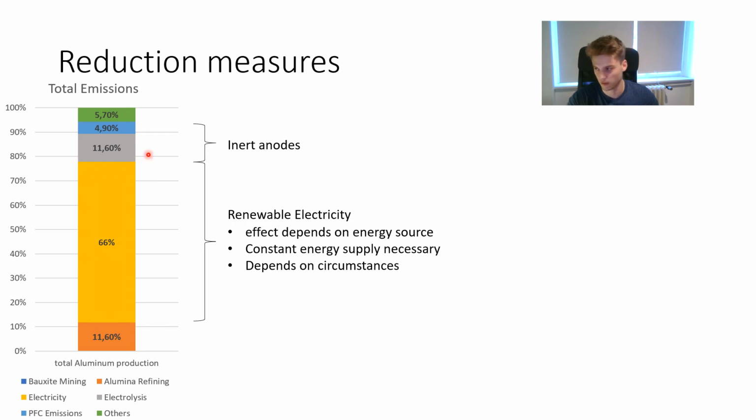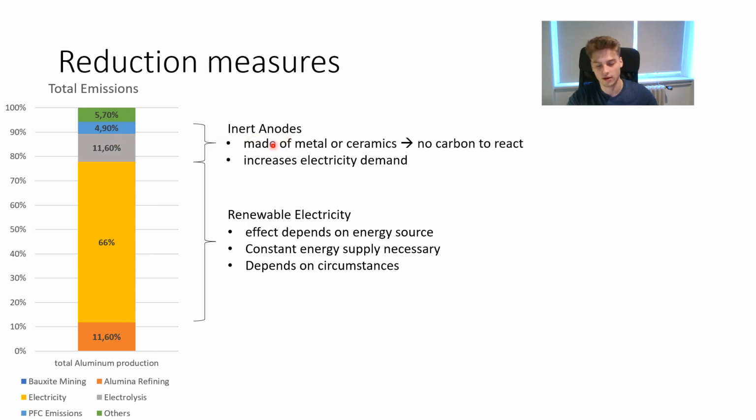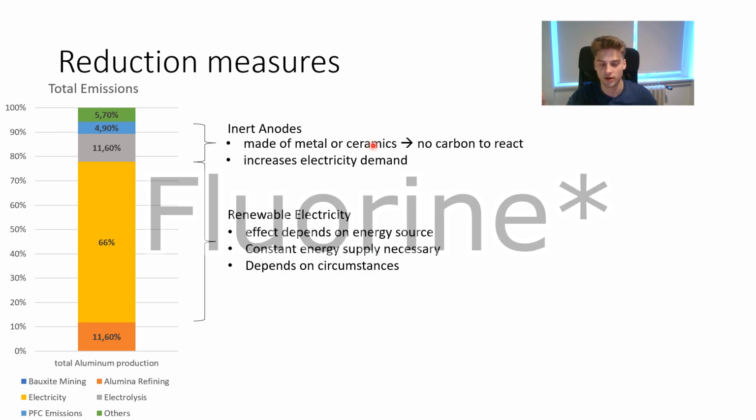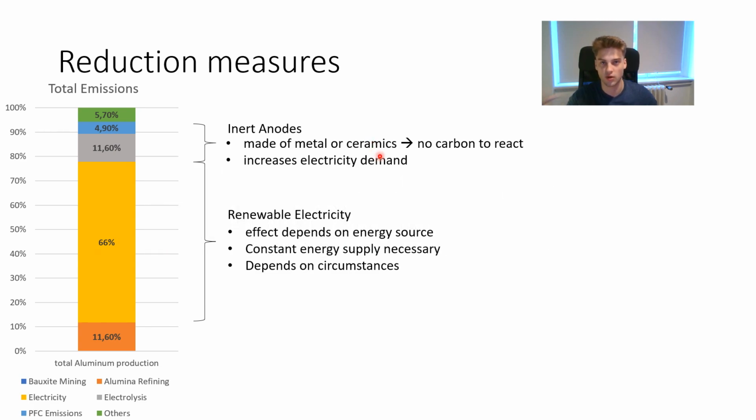The other big part we can reduce is the CO2 and PFC emissions because of the carbon anode. We can switch that by using anodes that are not made of carbon, but of metals or ceramics. So in the end there's no carbon to react with the oxygen or the fluorine, and so no CO2 and no PFCs are produced, and this can reduce this part.